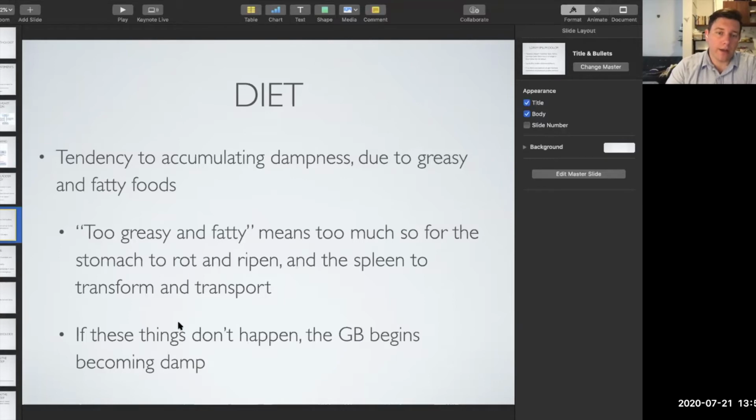And if you don't break down that fat, the gallbladder begins to become damp. And you see this in, like, the scalloping on the edges of the tongue, which tends to be dampness accumulating in spleen and stomach Qi deficiency. But if there's puffiness right on the inside of the edge of the tongue, that's often gallbladder and liver related, and it's quite common.